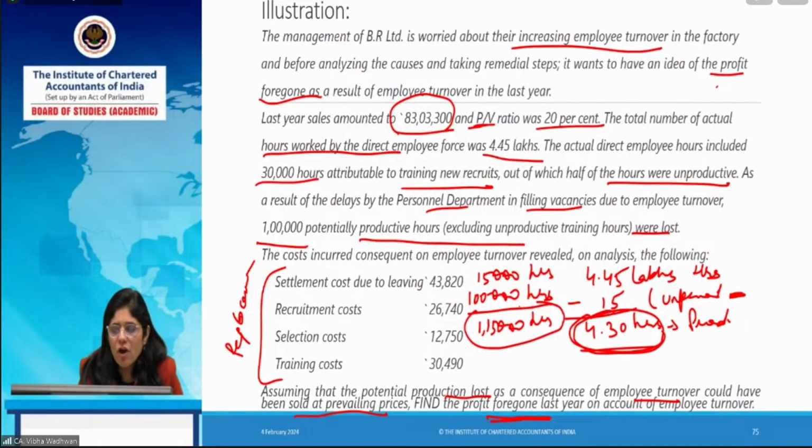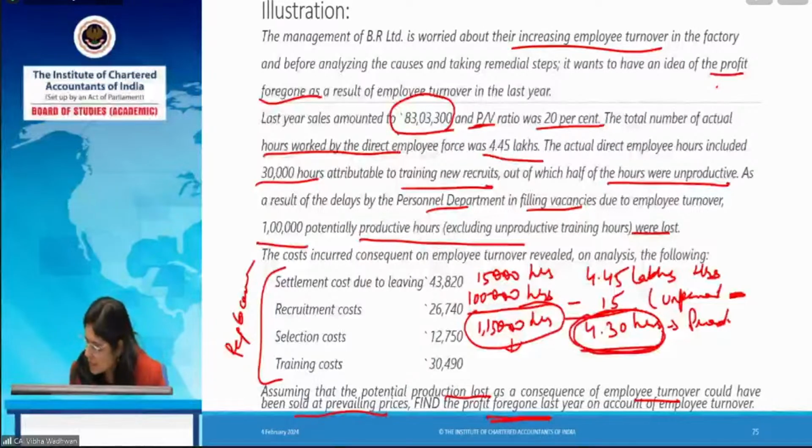And we have lost the sales for 1 lakh 15,000 hours. So how much is the sales for 1 lakh 15,000 hours? If 83 lakh 3,300 is the sales out of 4 lakh 30,000 hours, so how much is the sales we have lost due to 1 lakh 15,000 hours?